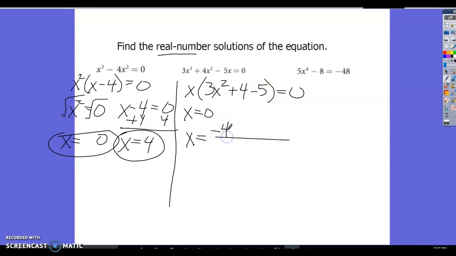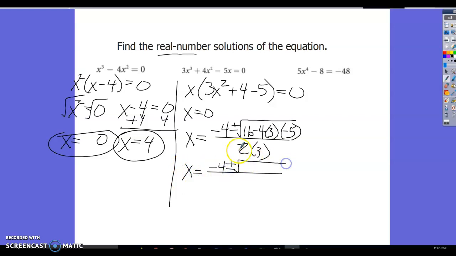So we're going to do negative b, which is negative 4, plus or minus the square root of b squared, which is 16, minus 4 times a times c, all over 2a. All right, so I've got negative 4 plus or minus. So this is going to be 16, 4 times 5 is 20. 20 times 3 is 60, so that's plus 60. And then over 6. So I'm going to have negative 4 plus or minus the square root of 76 over 6.